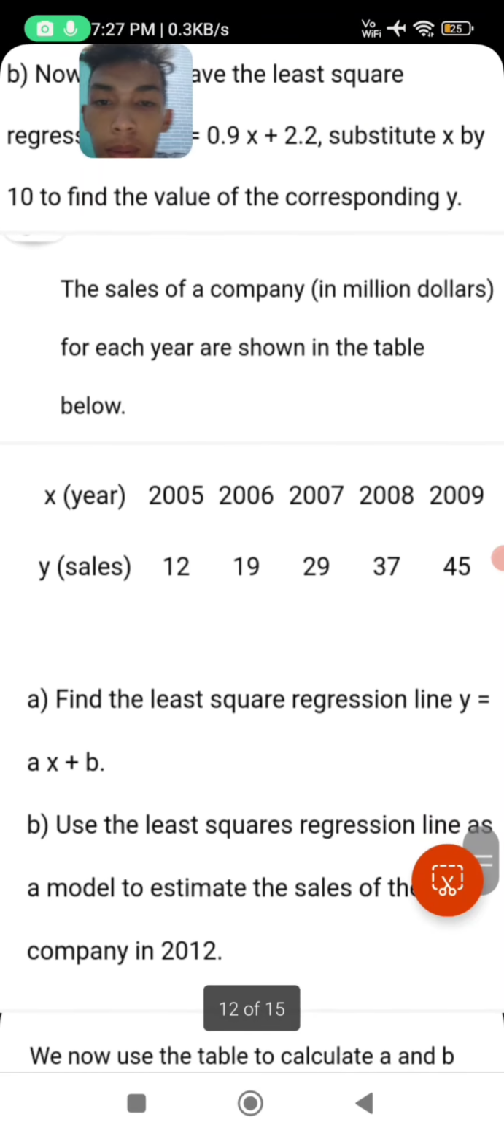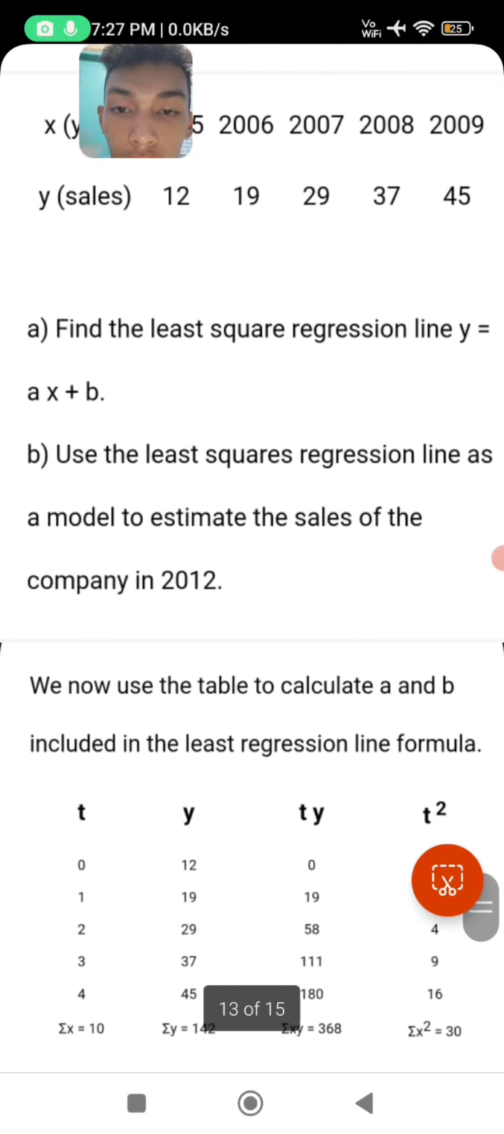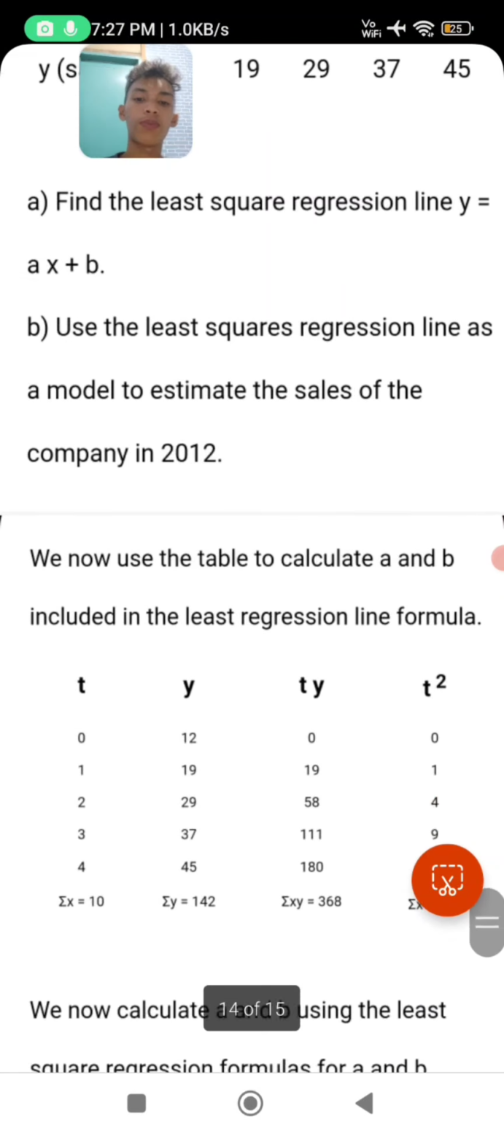So, problem number 5. The sales of a company in $1 million for each year are shown in the table below. The x-axis is year: 2005, 2006, 2007, 2008, 2009. y equals sales: 12, 19, 29, 37, and 45. So, the same thing as before. A, find the least square regression line y equals ax plus b. B, use the least square regression line as a model to estimate the sales of the company in 2012.